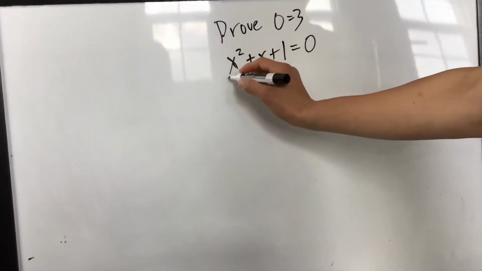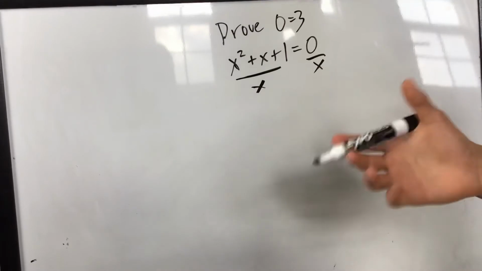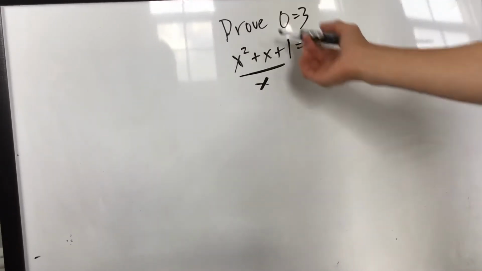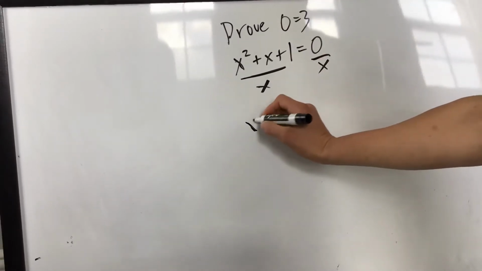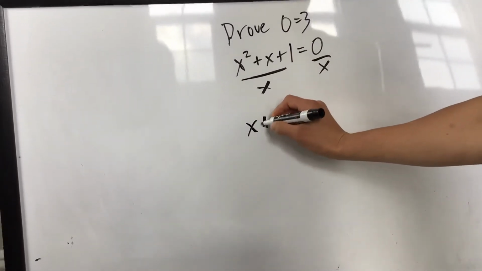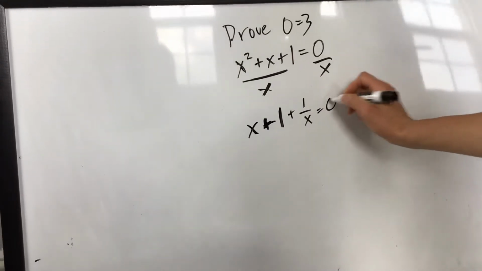So if we divide by x on both sides to cancel out the x, which is any integer or any number except 0, but it can't be any number, it has to follow the equation, of course, but you get what I mean. Then you actually end up getting x plus 1 over x equals 0 still.